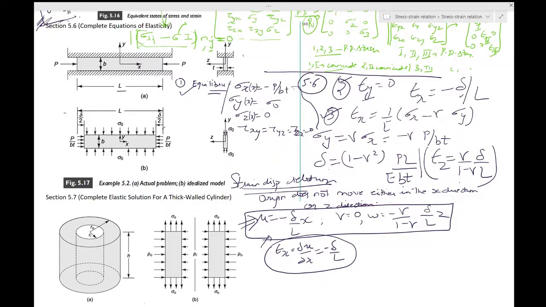And you have got the displacements now inside the plate. So V clearly will be 0 because you did not assume any strain in the Y direction. So V will always be 0. U clearly is minus delta L by X, and there is displacement in the X direction over here.